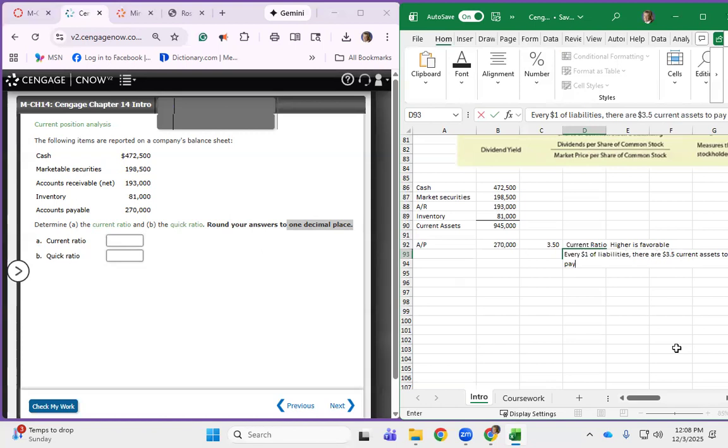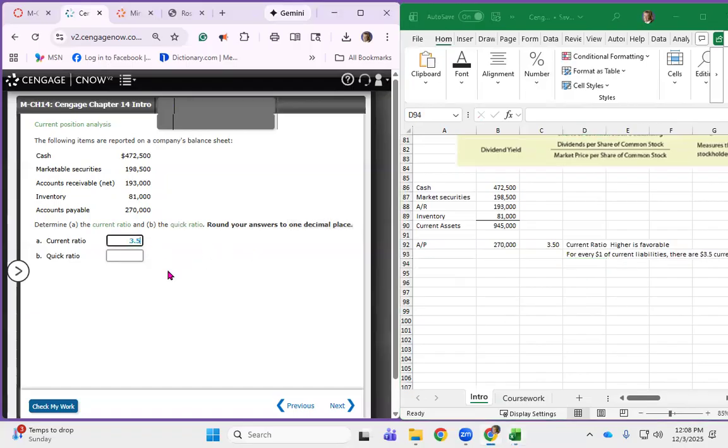For every dollar of current liabilities, remember current liabilities is what we'll be owing within the year, there are $3.50 of current assets available to pay the liabilities. Okay, so 3.50 is what I've got for my very first answer.